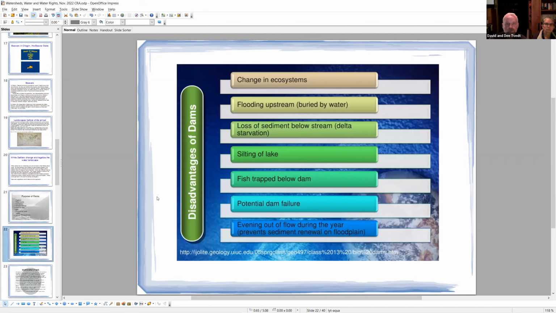And some of the disadvantages of dams: they change ecosystems, they can flood. They flood out land upstream. A lot of times even communities have to leave. People need to leave their land because of the flooded out area. Loss of sediment below the stream, so delta starvation. Silting of the lake, they start filling up with silt. Fish trapped below the dam. There's all sorts of scenarios to try to allow fish to get over dams and around them and so forth, but they're all detrimental to fish.